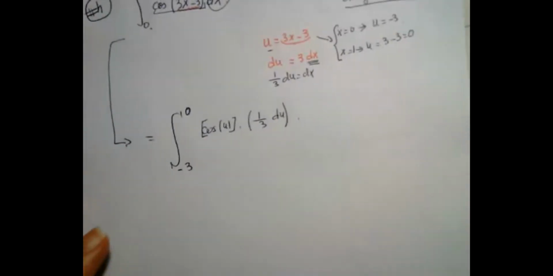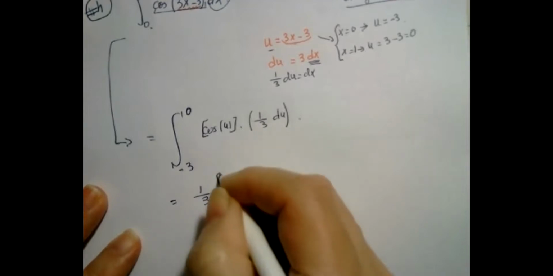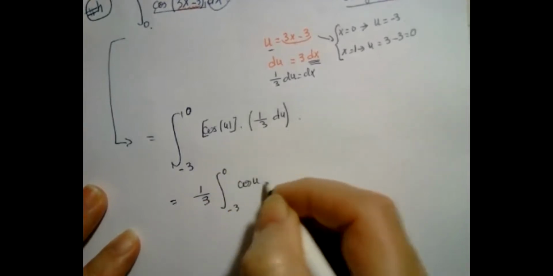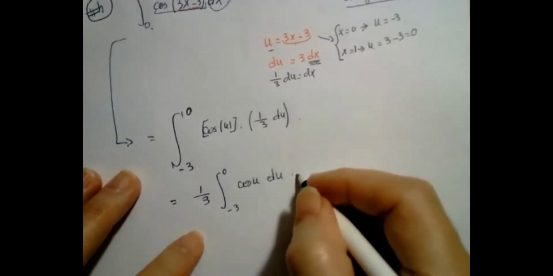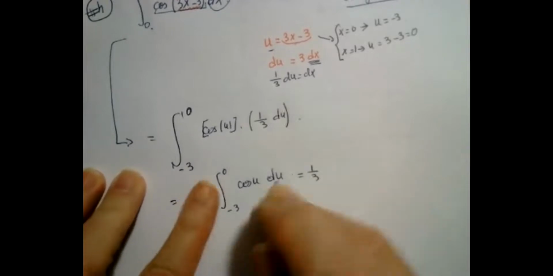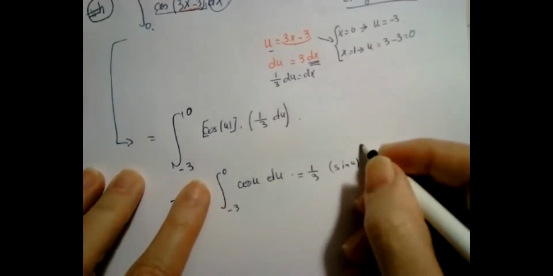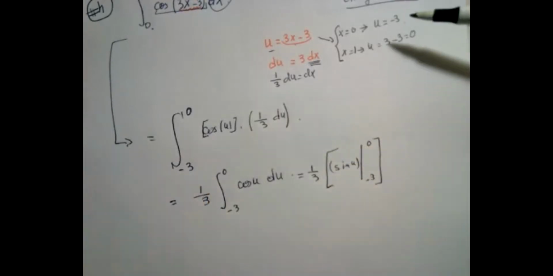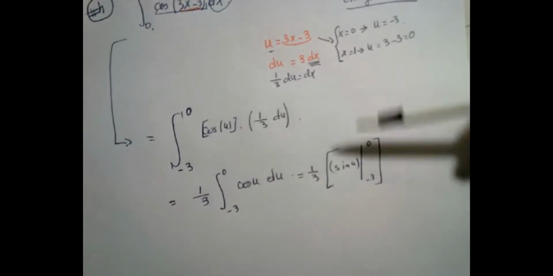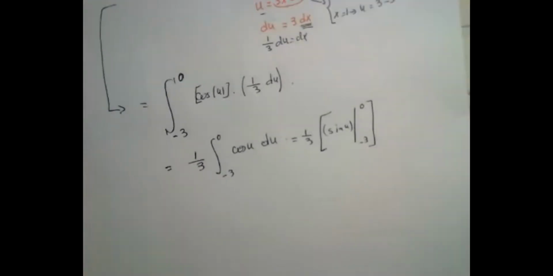And now it's basically a simple integral in u. 1 over 3 is a constant, integral from minus 3 to 0 of cosine u du. So that's an integral in u that you have to evaluate. This will give me a third, and the antiderivative of cosine is the sine, between minus 3 and 0. Since I changed my limits, I don't have to go back to x anymore. So now I forget totally about x because I changed my limits.